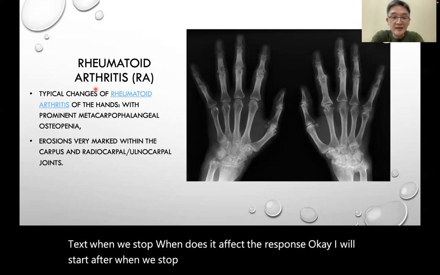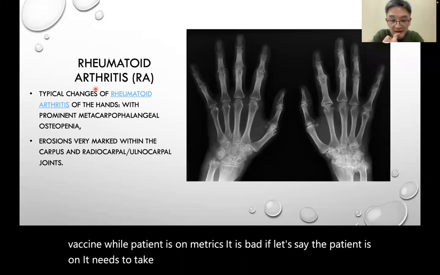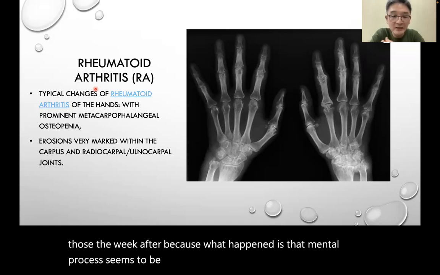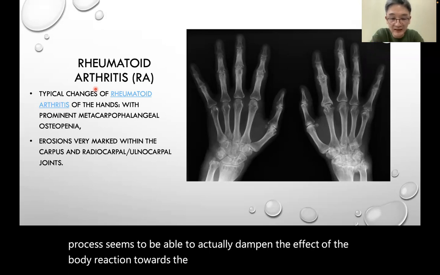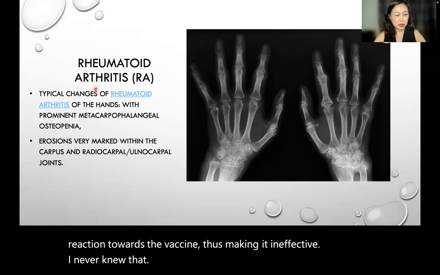Okay, so the principle of taking the COVID vaccine while the patient is on methotrexate is that if the patient needs to take the COVID vaccine, stop the methotrexate dose the week after. Because methotrexate seems to be able to dampen the body's reaction towards the vaccine, thus making it ineffective. Oh, I see. I never knew that. Okay, cool. Very interesting.